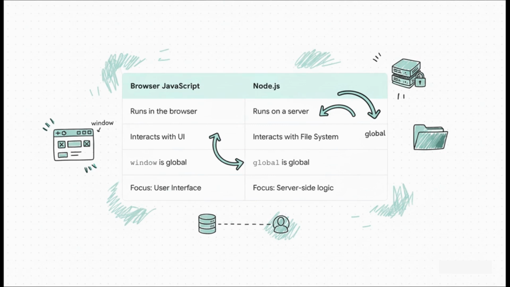In the browser, JavaScript's whole world is the window. It's all about changing what you see on the page. But in Node.js, its playground is the server itself. It has a different global object, and it can do things that browser JavaScript could only dream of. Things like reading and writing files directly from the computer's file system.